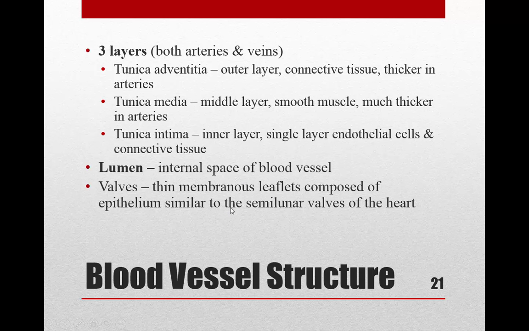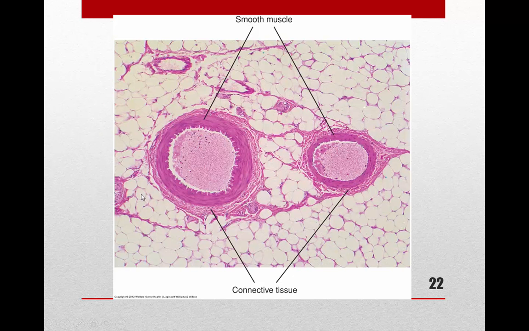Our blood vessels have 3 layers. So we have 3 different layers of the walls of the arteries and the veins. The internal space is called the lumen. And then we've talked about valves. And this is a picture showing, I think, an artery on the left and a vein on the right, and you can see the difference in size of the smooth muscle that lines each one of these and the connective tissue around it. It's kind of cool. This would be a transverse slice of an artery or vein.